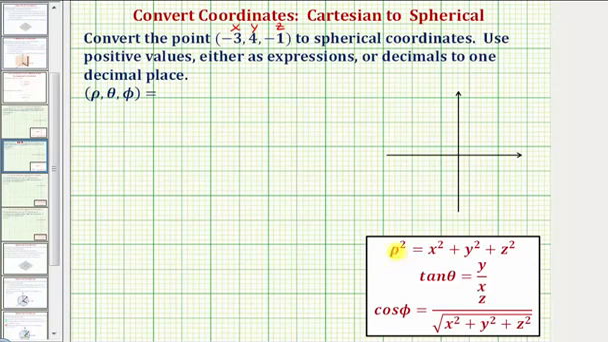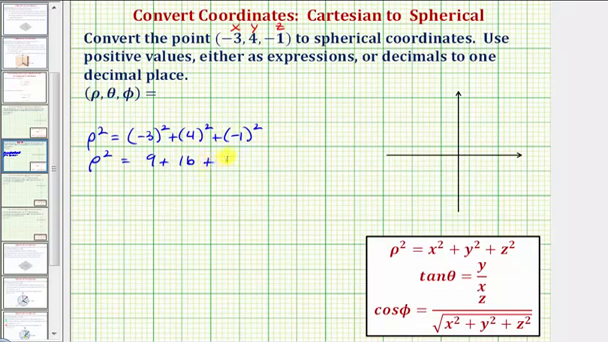Let's begin by determining rho, where rho squared is equal to x squared plus y squared plus z squared. So we'd have rho squared equals (-3) squared plus 4 squared plus (-1) squared. So rho squared is equal to 9 plus 16 plus 1, so rho squared is equal to 26.